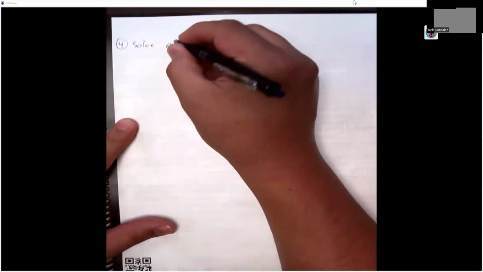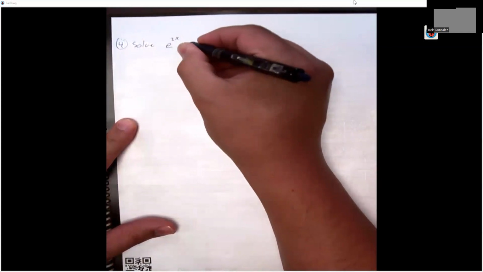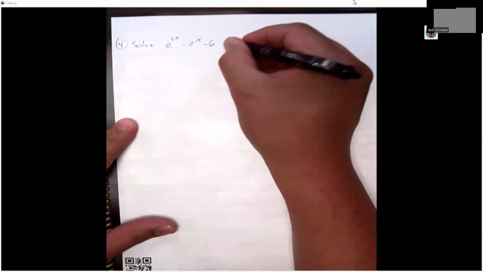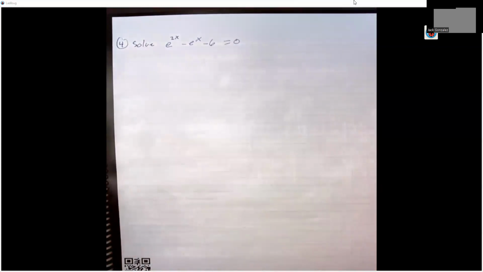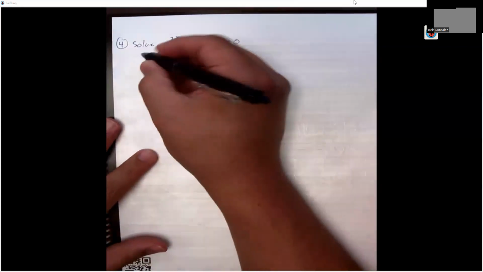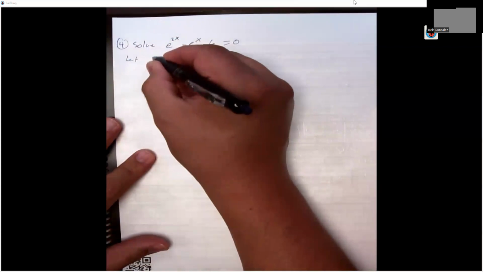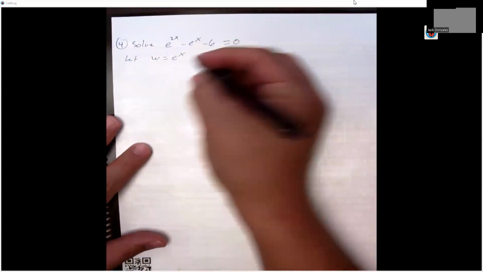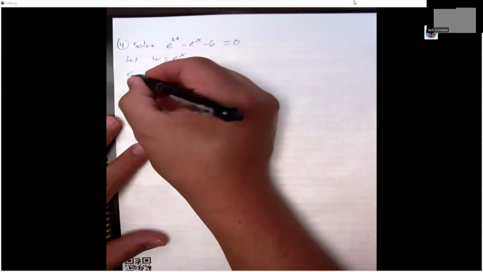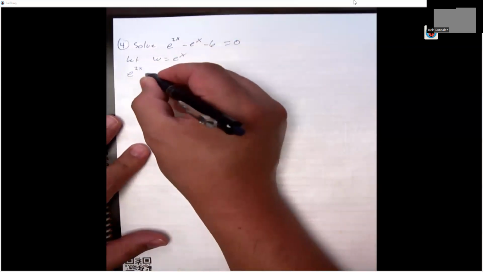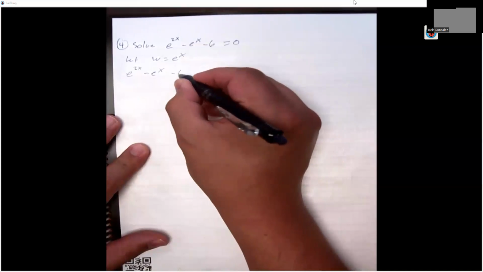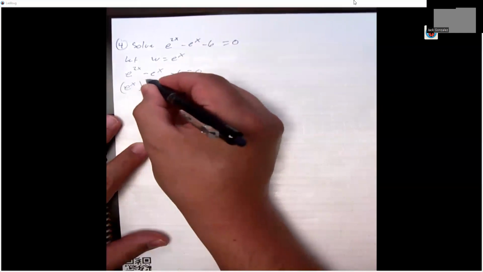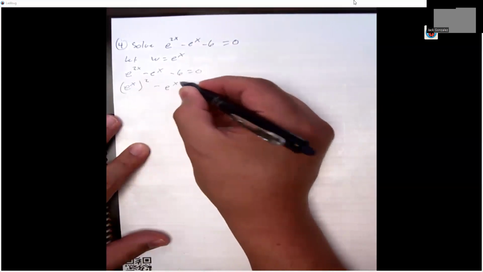Solve e to the 2x minus e to the x minus 6 equal to 0. So I said that this was a quadratic type. I said let w equal e to the x. So we should see that e to the 2x minus e to the x minus 6 equal to 0 is the same as e to the x squared, right? You see that?